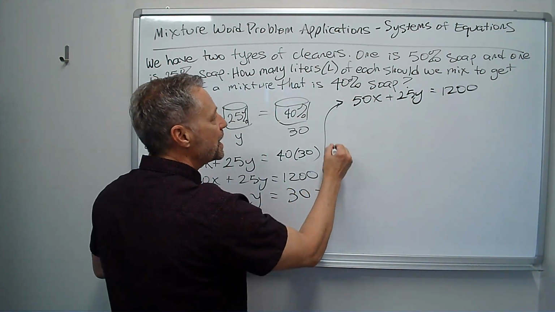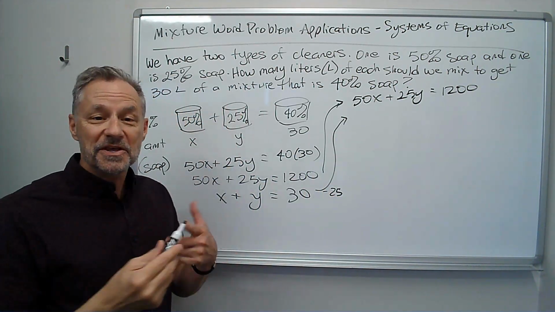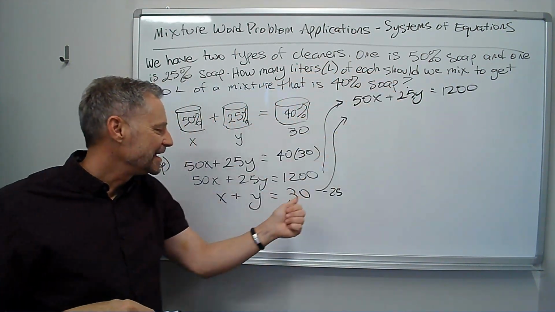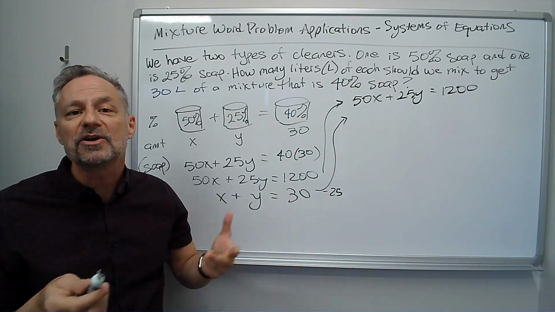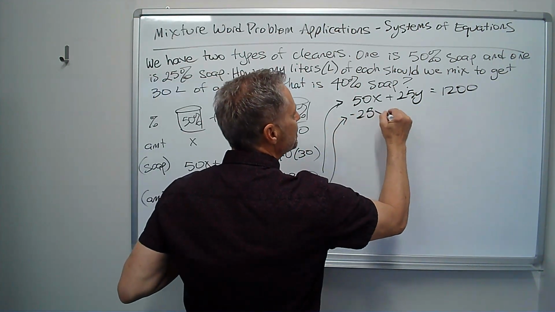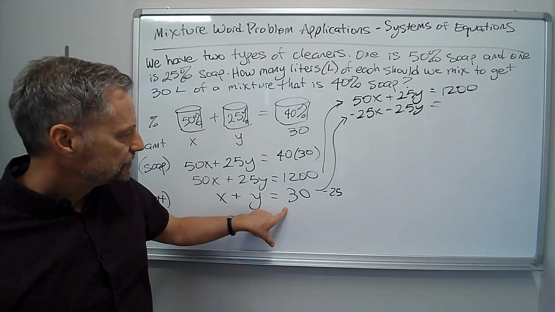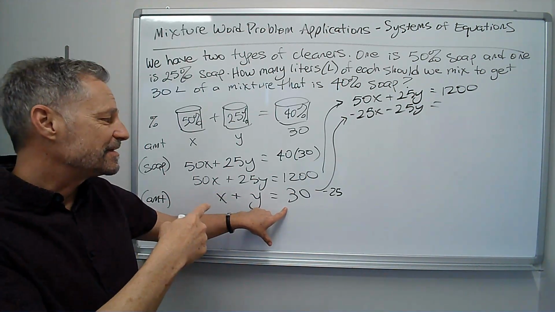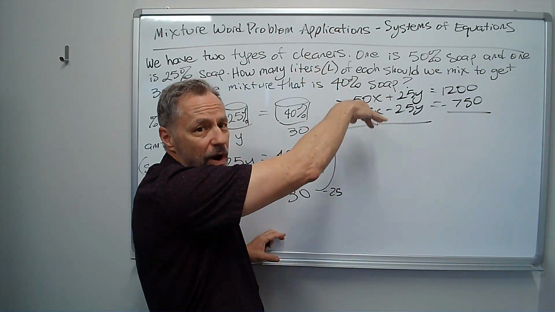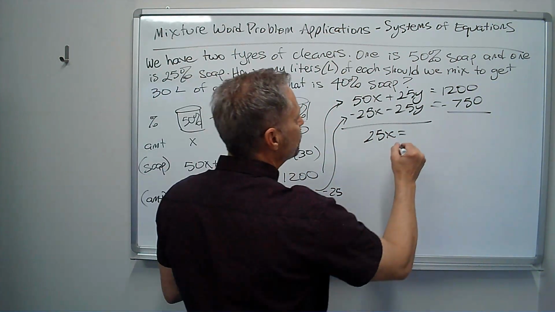I'm going to multiply this equation by negative 25. Now, on this one, it's kind of nice. I could have divided everything here by negative 25 and got a negative y to cancel my positive y. So you can either multiply or divide by a constant, but just make sure you do it on both sides. So I get negative 25x minus 25y equals, what's that? 25 times 30 would be negative 750. And now when I add down, the y's cancel. I get 25x equals 450.